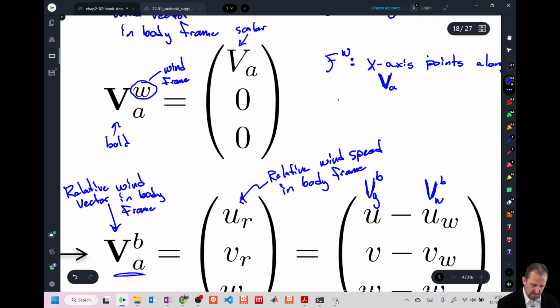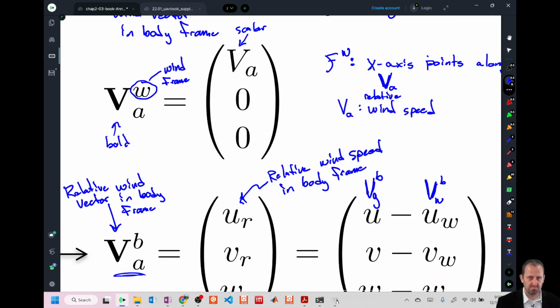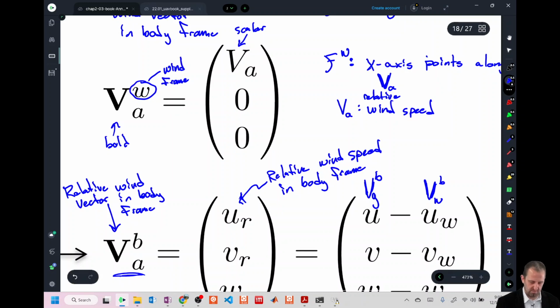This unscaled, or the scalar version of v sub a, is just going to be what we call our wind speed, or we should call it our relative wind speed, but sometimes we'll use those interchangeably. So we have our relative wind speed as v sub a, scalar version, and then we have the wind vector. You'll see here that when we're in the wind frame, all of our magnitude is centered on the x-axis. So we'll use that frame, and it'll be important for us.